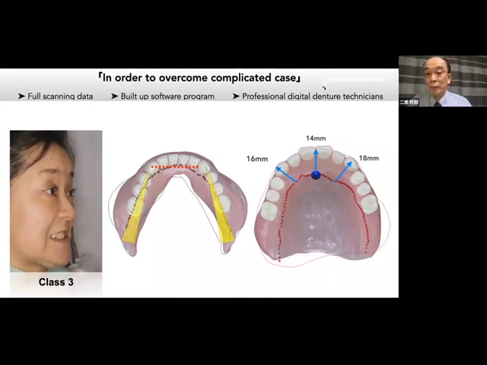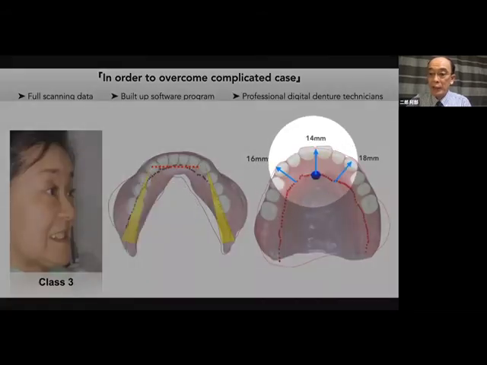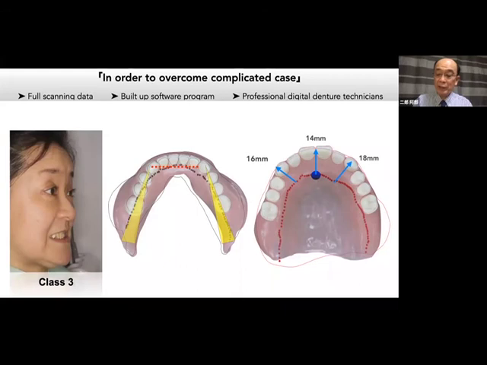Okay, so this patient was very tricky, because she had a class 3, but she requested a class 1 look configuration. And finally, take a look at the incisor: the central incisor is located at 14 millimeter from the incisive papilla, and canines are placed at 16 millimeters from the tip of the first rugae. So, a very difficult case.